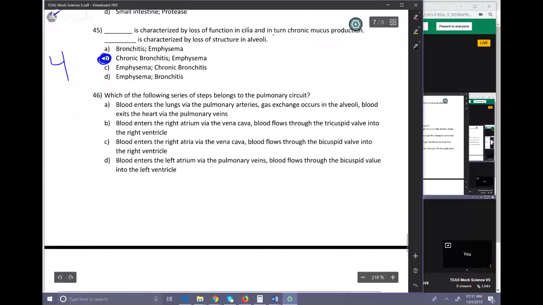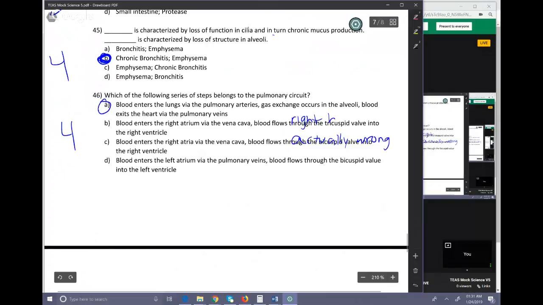46 is from anatomy 4 as well. Which of the following series of steps belongs to the pulmonary circuit? The correct answer is A. C is actually wrong. I'm going to let you figure out why. There is something actually wrong with C. Something is incorrect anatomically or physiologically about it.